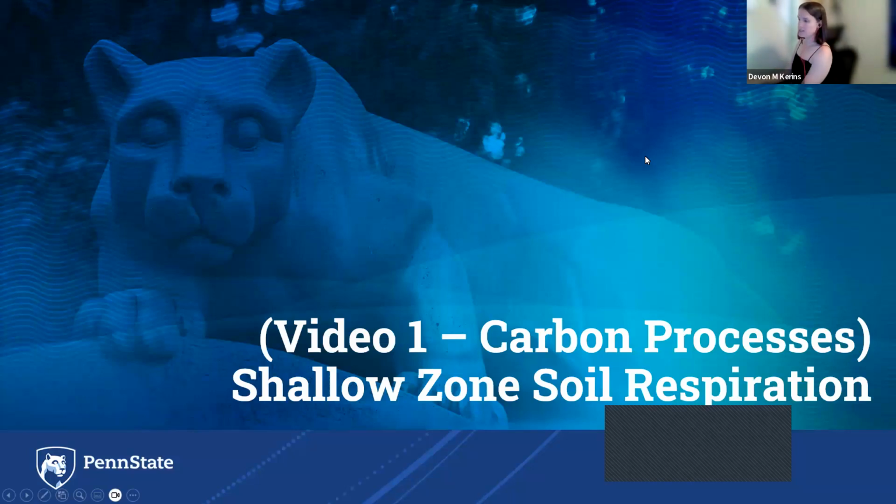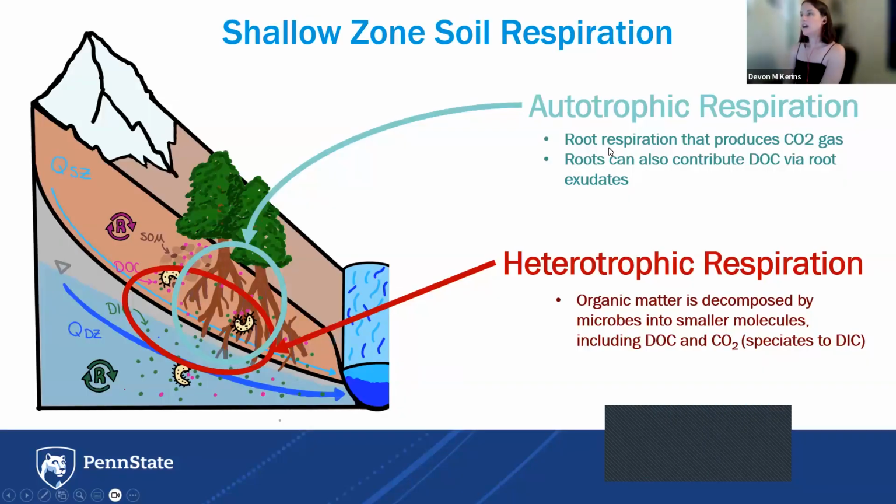So the first process in terms of carbon that I will be covering is the shallow soil zone respiration process. And so when we think of shallow soil respiration processes, especially in headwater mountain streams, this tends to be the largest contributor of dissolved organic carbon to a system. But what is this shallow soil respiration and what does it include?